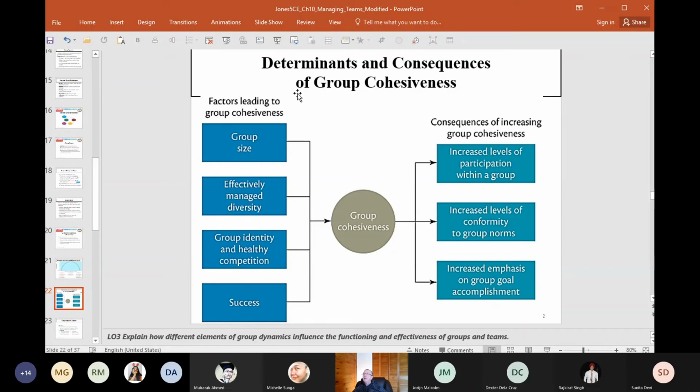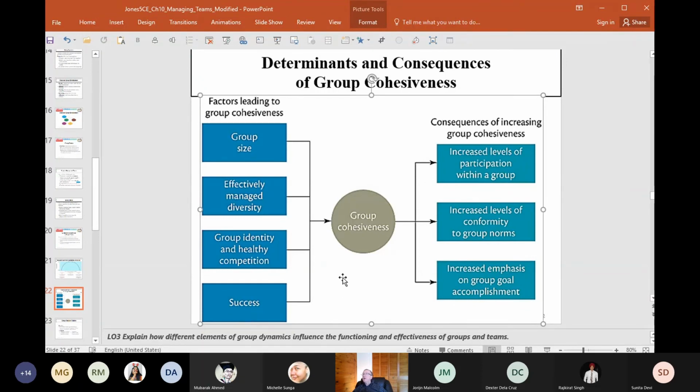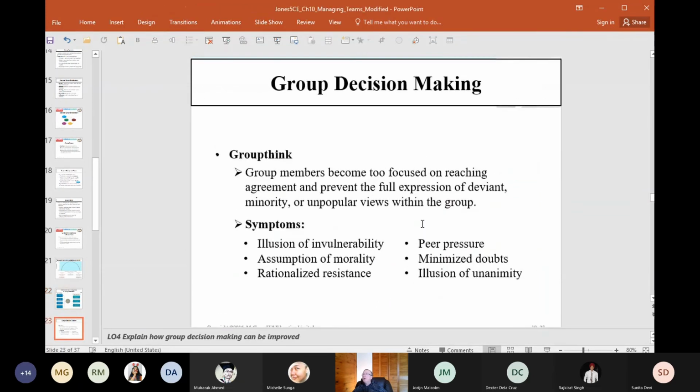So the determinants and consequences of group cohesiveness. So a group must be cohesive. In other words, we must agree on some norm, but these are factors leading to group cohesiveness. So a group will be cohesive, in other words, work as one, depending on the group size, the diversity, identity, healthy competition, and success, previous success. That will create group cohesiveness. So this is an interesting point you can talk about.